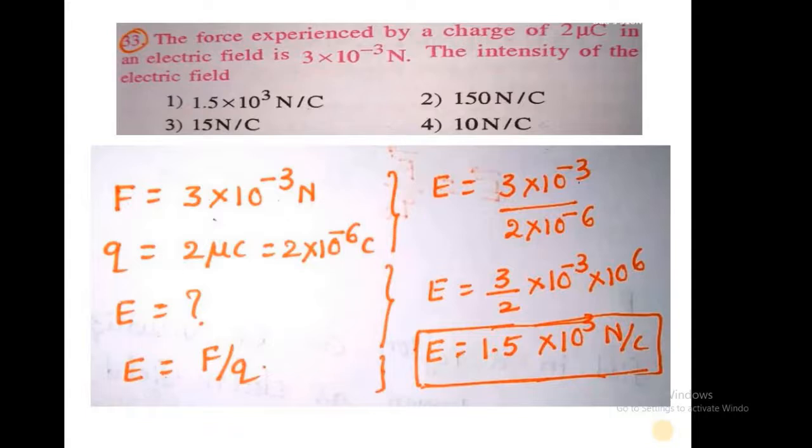3 by 2 implies 1.5, and if you bring the 10 to the power of minus 6 upwards, it becomes positive, 10 power minus 3 into 10 power 6. As the bases are equal, the powers will be added, that means 6 minus 3, that equals 10 to the power of 3. Therefore, E equals 1.5 into 10 to the power of 3 Newton per coulomb, which is our required answer in the options. Option 1 is the correct one.